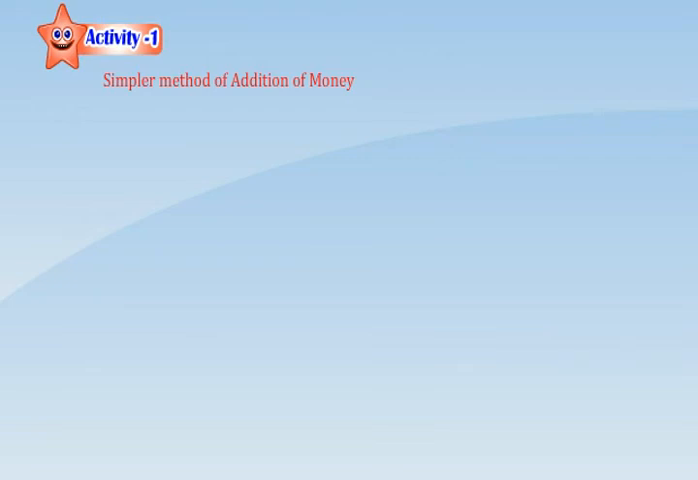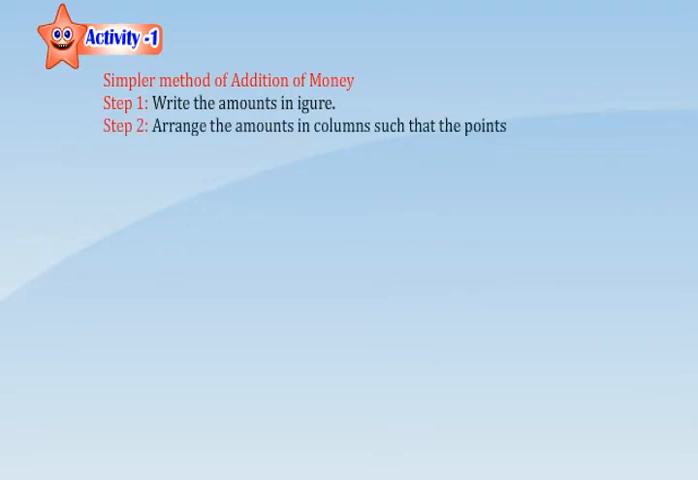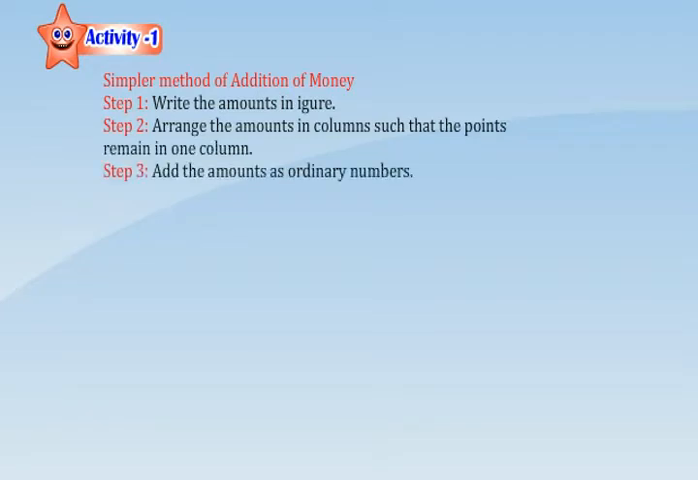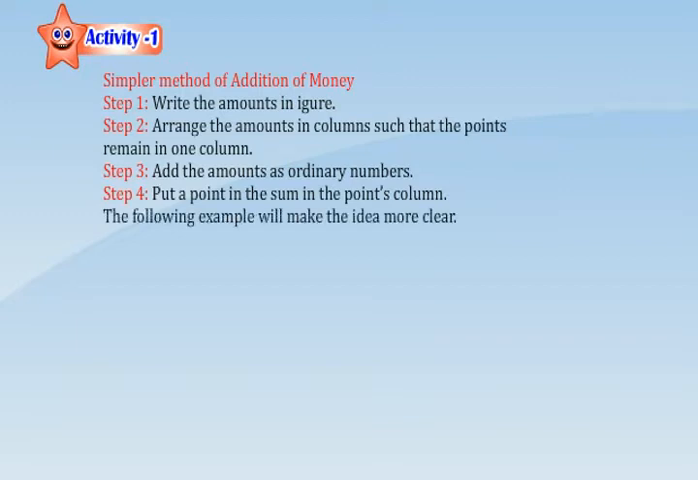Simpler method of addition of money. Step 1. Write the amounts in figures. Step 2. Arrange the amounts in columns such that the points remain in one column. Step 3. Add the amounts as ordinary numbers. Step 4. Put a point in the sum in the points column. The following example will make the idea more clear.